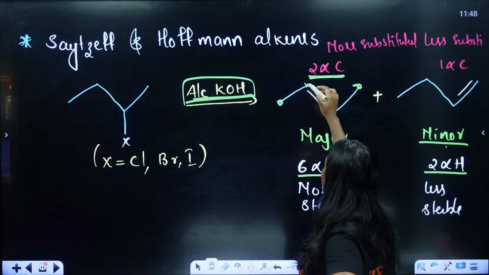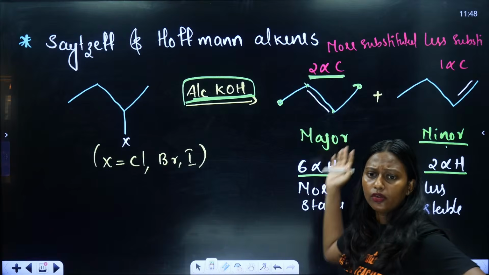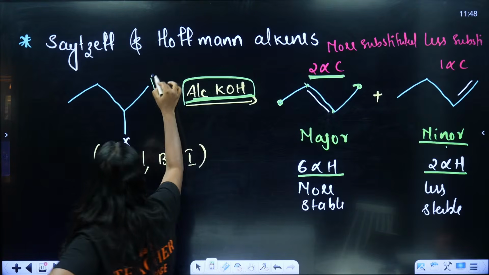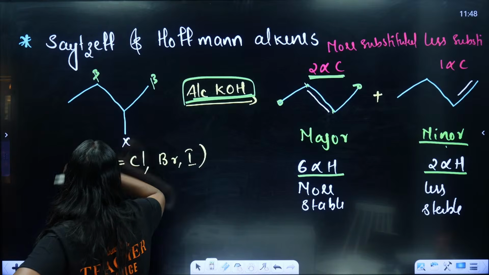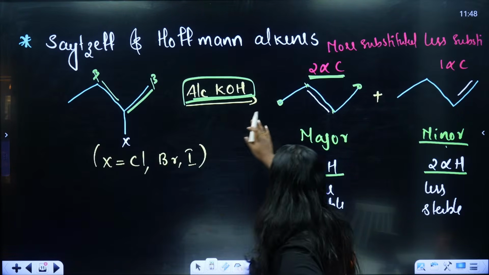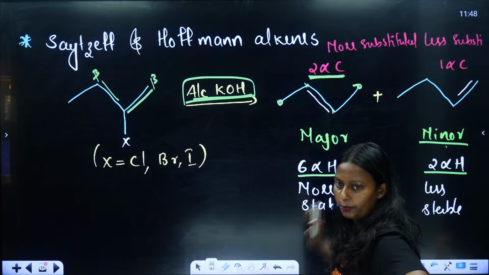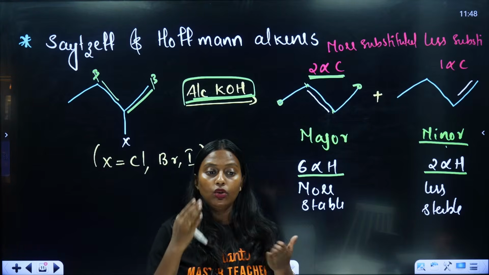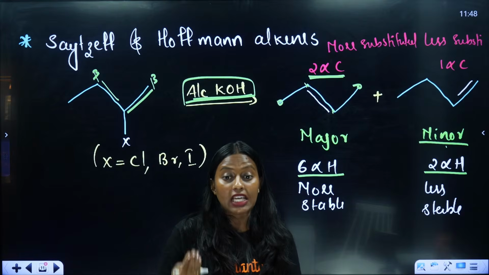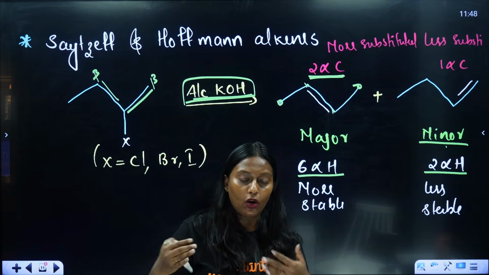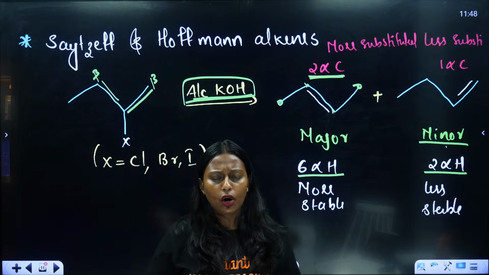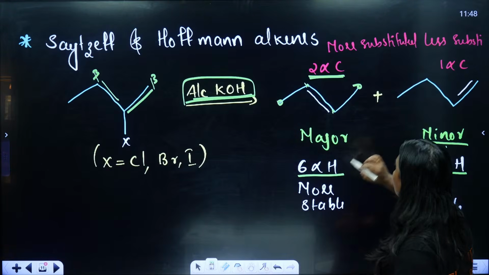So here you can see in the product, there are 2 products. There is a chance of two products, because this is also a beta carbon, and the double bond can form here as well. So I am writing two products. I want to identify which is the major product. We know that the more stable alkene is the major product. So which one is the major product?